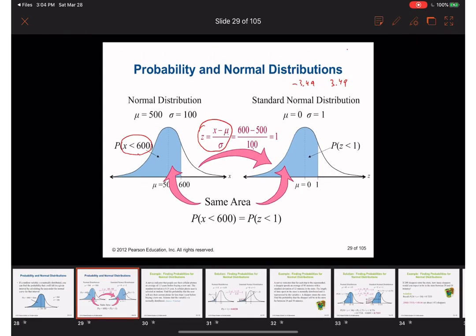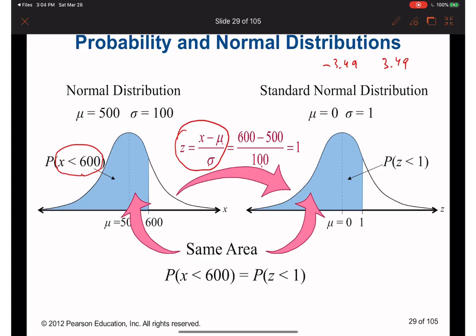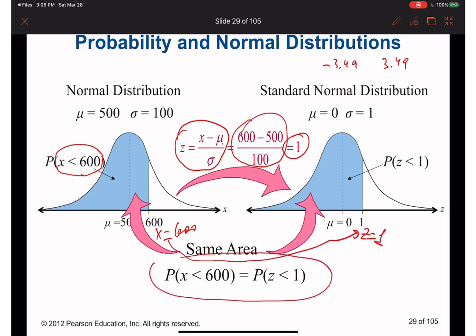600 minus 500 divided by 100 is equal to 1. So x equal to 600 matches a z-score equal to 1. If we need to find the probability for x less than 600, it matches a z-score less than 1.